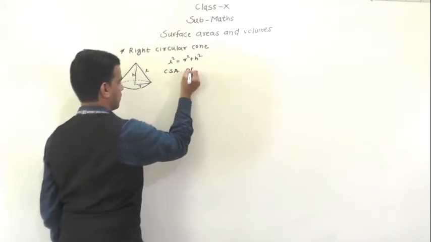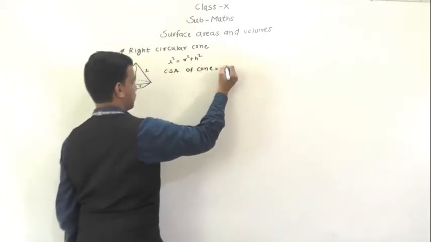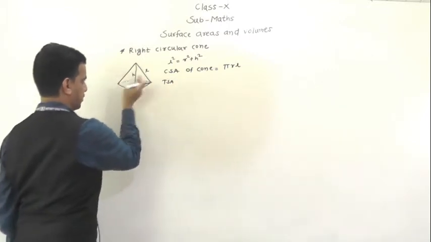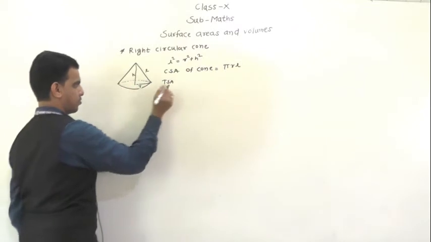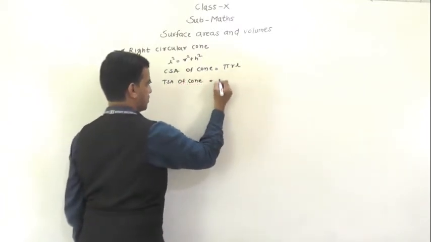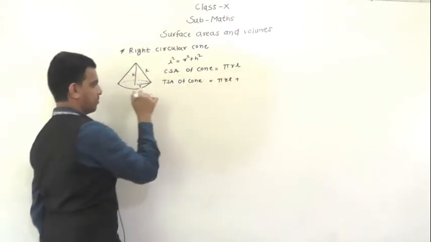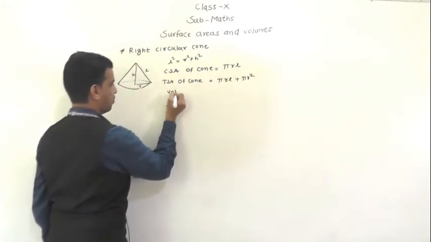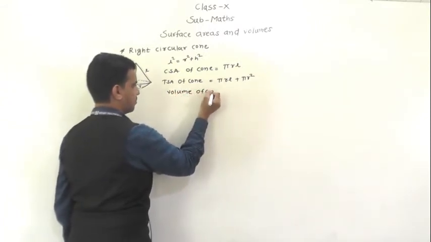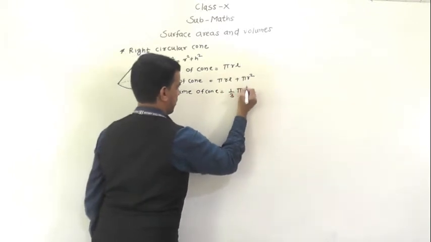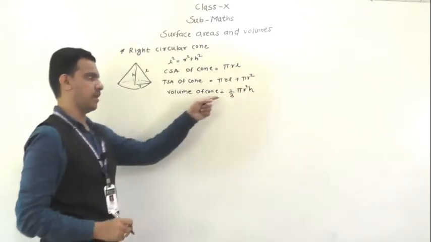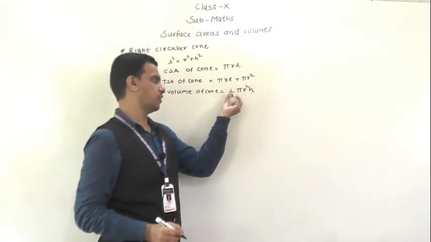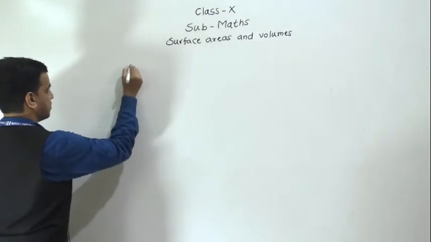Then CSA of cone is pi r l. CSA means only this curved surface, TSA means we have to add base area also. So TSA of cone is equal to this CSA plus base area. Now this is a circular base, so plus pi r square, so pi r l plus pi r square. Then volume of cone is equal to 1 by 3 pi r square h. For volume slant height is not required, so volume of cone is equal to one third pi r square h.